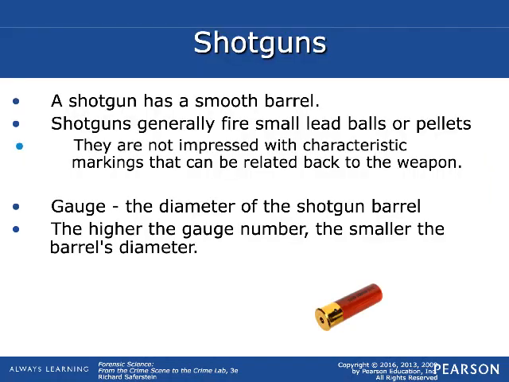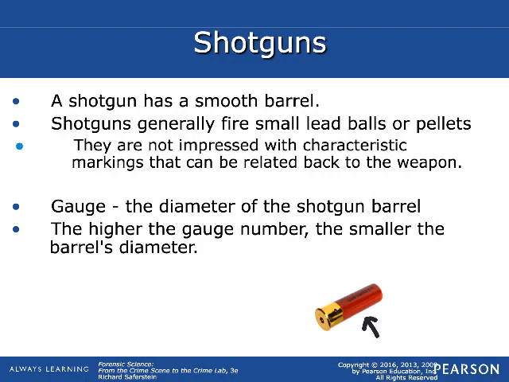Shotguns typically have a smooth barrel, so it's not rifled. Shotguns fire small lead balls or pellets, and they're in a shell. I'll have some shells at lab. They're not impressed with characteristic markings that can be related back to the weapon. When they come through the barrel, it's not putting marks on the shell casings, and then the pellets are going to spread. So it's going to be harder, or there'll be different ways, to get evidence off of them.